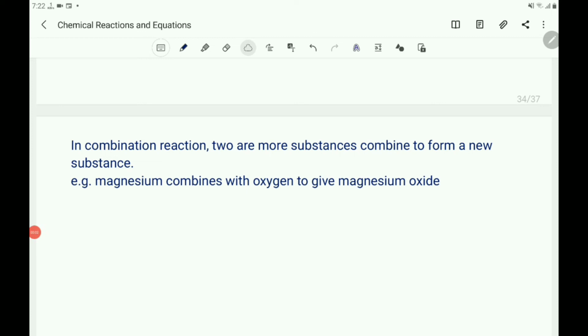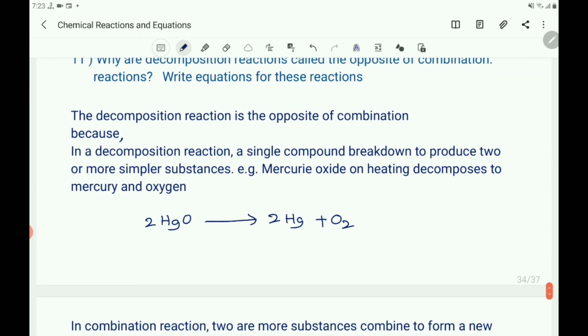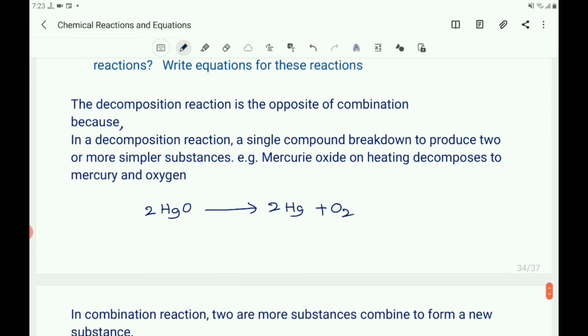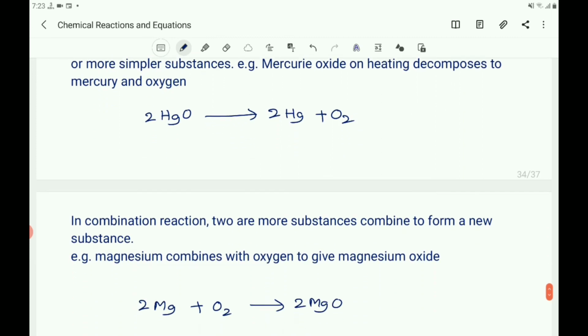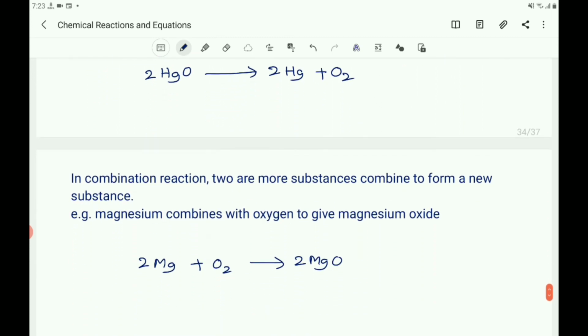The chemical equation is 2Mg plus O2 gives 2MgO. So in this way, in decomposition, a single compound breaks down to produce two or more simpler substances. In combination, two or more substances combine to give a single substance.